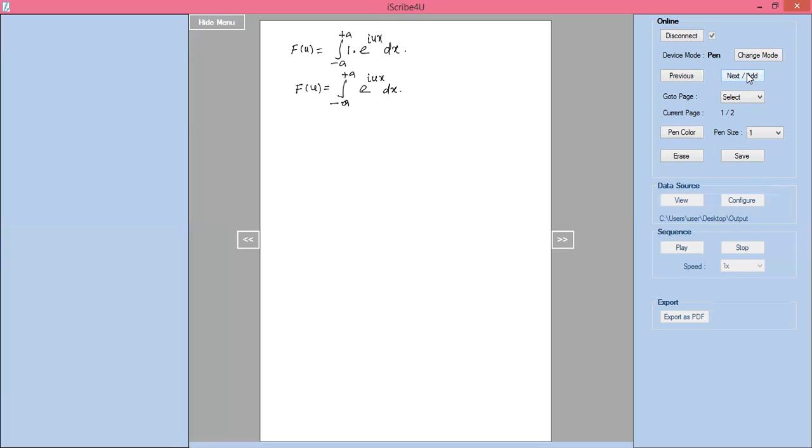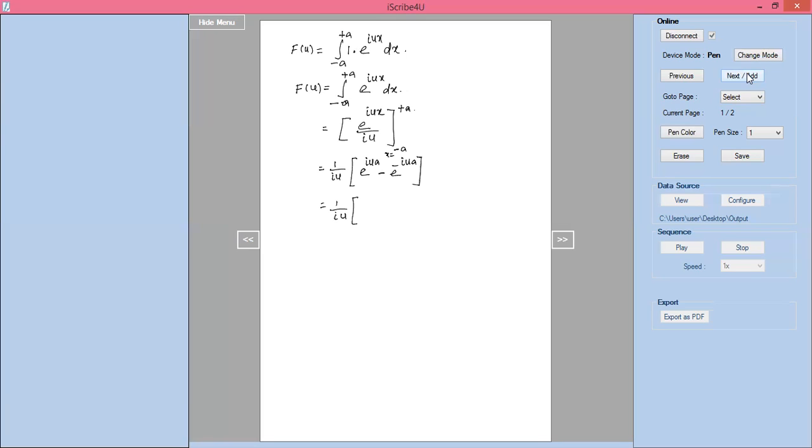Now if I integrate this, we get e^(iux) divided by iu. The integration of e^(iux) is e^(iux) divided by iu, but the limit is minus a to plus a, that is x equal to minus a to x equal to plus a. So I take 1 by iu out, and we get e^(iua) minus e^(minus iua). That equals 1 by iu into e^(iua) minus e^(minus iua).